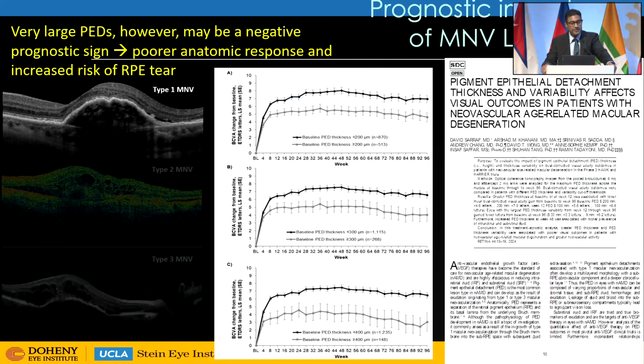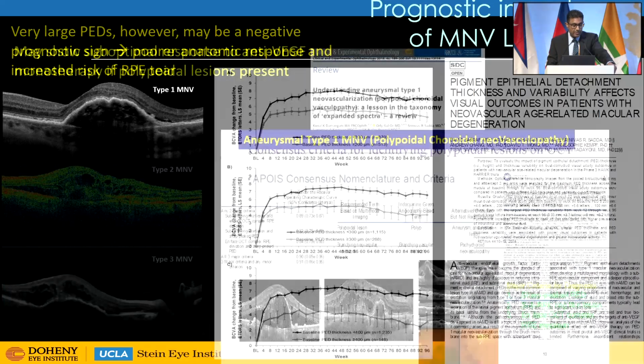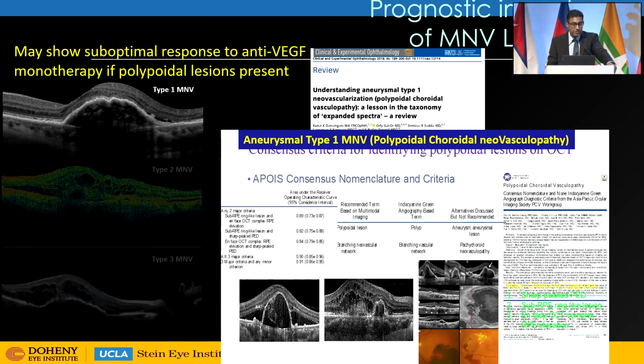On the other hand, if you have very large pigment epithelial detachments due to these type 1 lesions, that can be a negative prognostic sign, as it can increase the risk for development of an RPE tear, as we showed in this post-hoc analysis from the Hawk and Harrier trials. In addition, of course, if you have polypoidal lesions, patients may have, in some cases, a suboptimal response to anti-VEGF monotherapy, although the newer second-generation agents seem to be faring better.